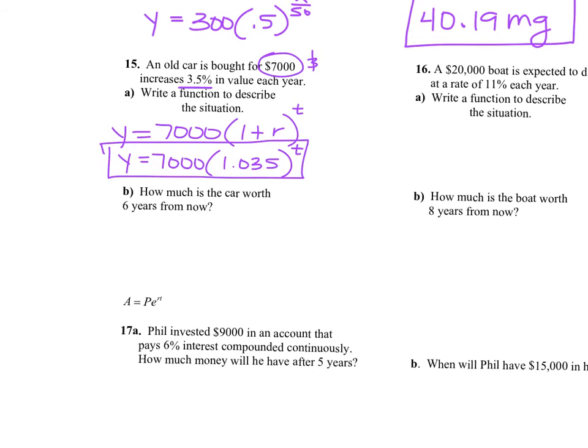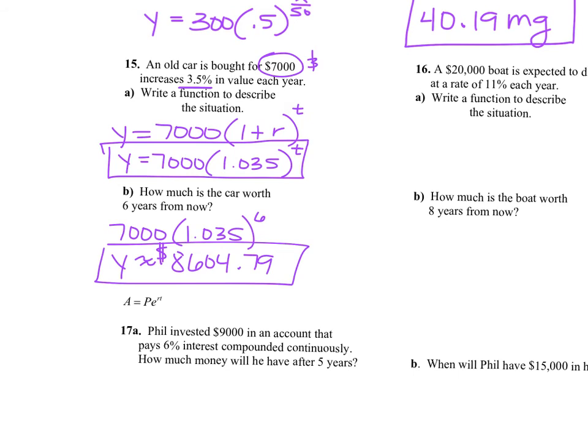Okay, write a function to describe the situation. There it is. How much is the car worth 6 years from now? Plug in 6 for t. So you plug in 7,000 times 1.035 to the 6th power. What do you get? It should be $8,604.79. Okay, make sure you're plugging that in to check that that's what you're getting.